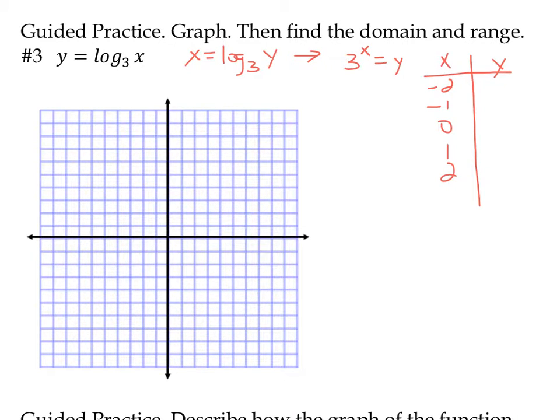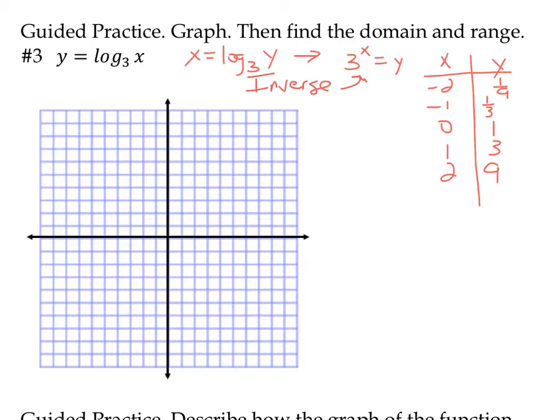You can use your calculator to get these values, that's fine. So I put in a -2 for x. 3 to the -2 is 1 over 9, so 1 over 3 squared. Then we have 1 over 3. I put in a 0. 3 to the 0 is 1. Anything to the 0 power is 1. 3 to the first is 3, and 3 squared is 9. So that would be a table of values for this inverse. This is the inverse of the log that I started with. Okay? So recall, inverses just means switching x's and y's.